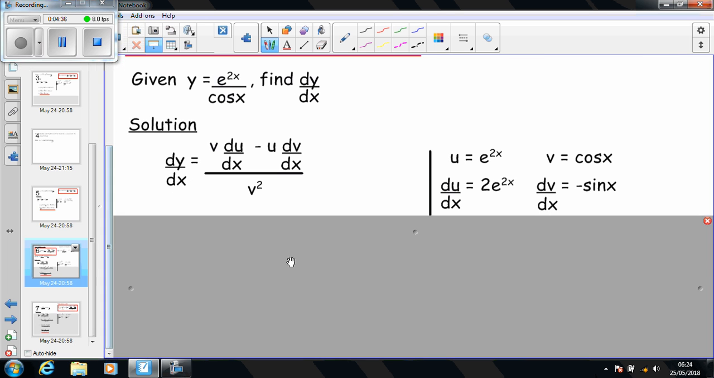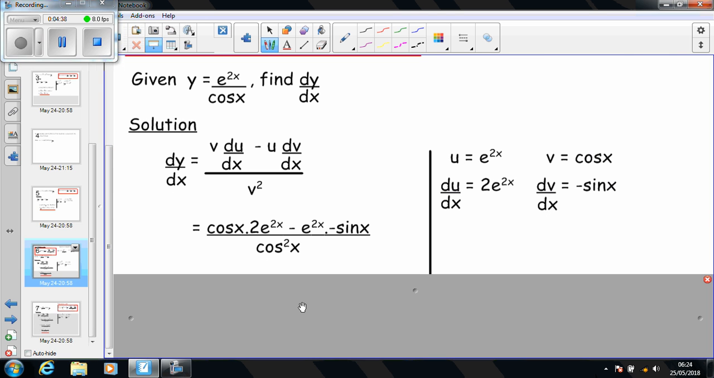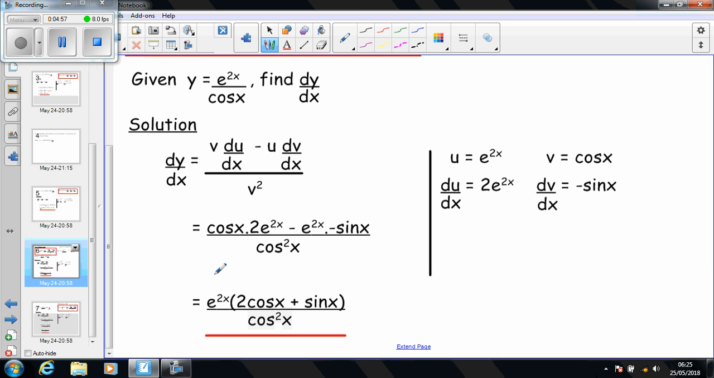Now putting all of those things into the right place, so v du/dx minus u dv/dx, all over v squared. And notice we write cos x all squared as cos squared x. Making that look pretty, we've got a common factor of e to the 2x, and don't forget this minus times a minus makes a plus.